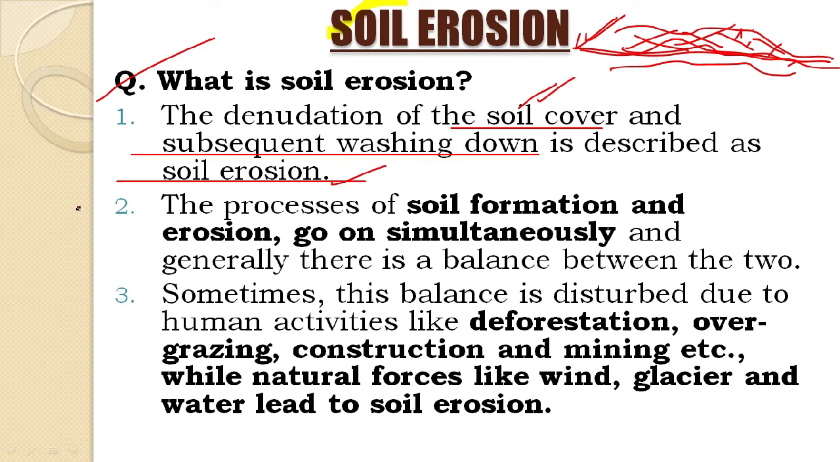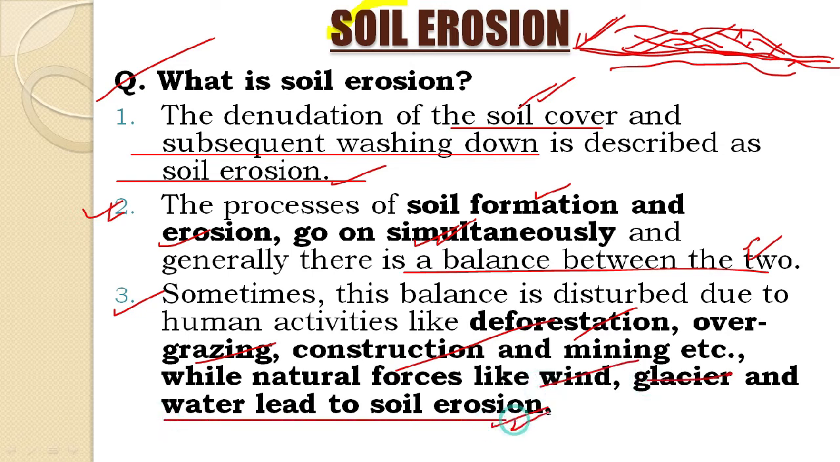Now students, one very important point is that the formation of soil and soil erosion go on simultaneously in nature, so that there is a balance between the two. Balance between the two means what? Balance between soil formation and soil erosion. Clear? Next we see sometimes this balance is disturbed due to human activities like deforestation, overgrazing, construction and mining, which contribute to soil erosion, while natural forces like wind, glacier and water also lead to soil erosion.